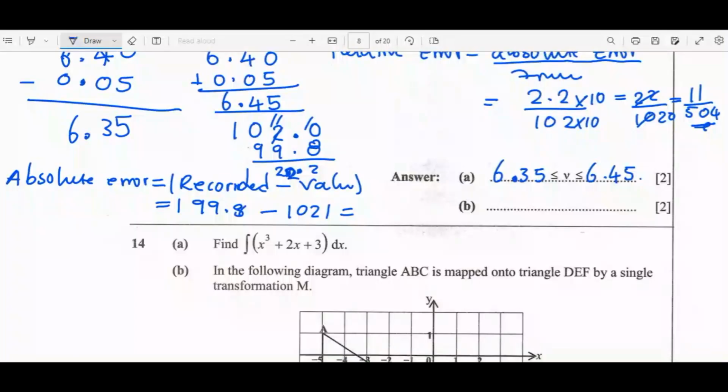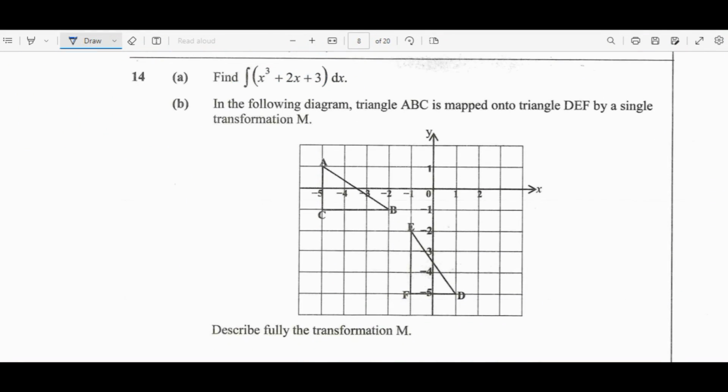Right, we move on to question 14. So question 14, we have question A, where we are told to integrate because of the symbol. Whenever you see this symbol, it means you integrate. And this is an indefinite integral since we are not given limits. So the differential is dy over dx. So this is a differentiated function. Now we want to take it back.